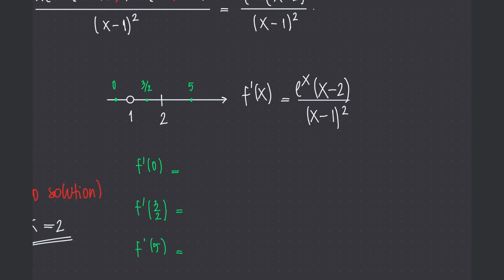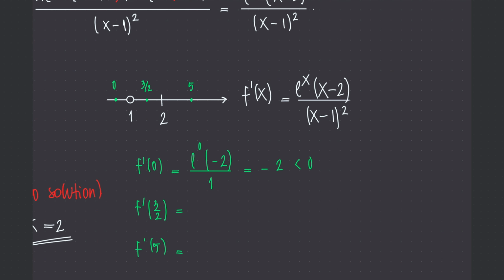f prime of 0 is, for example, e to the 0 times (0 minus 2) over (negative 1) squared. So we get negative 2 as an answer. We don't care whether it's negative 2 or negative 10. We only care about its sign, and the sign is negative. That's the only thing that matters. In this interval, given that this sign is negative, the function is decreasing.